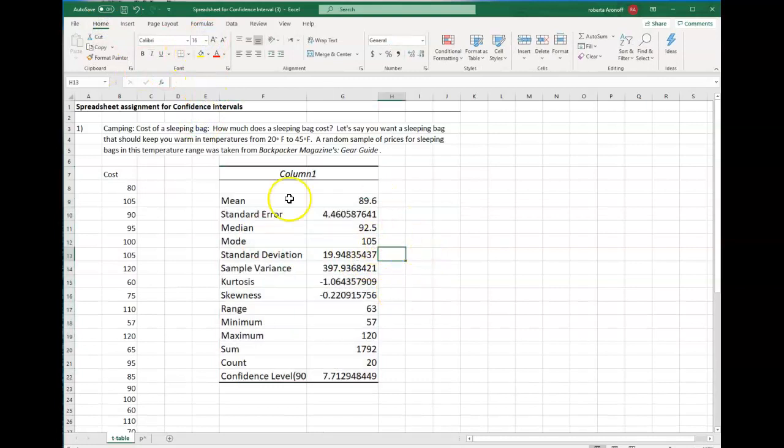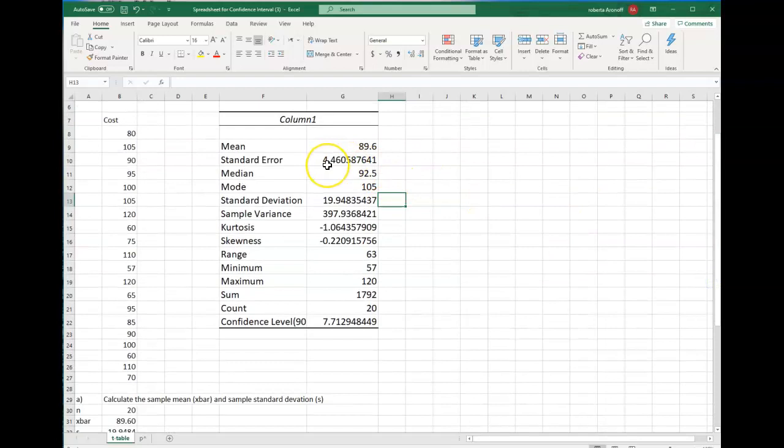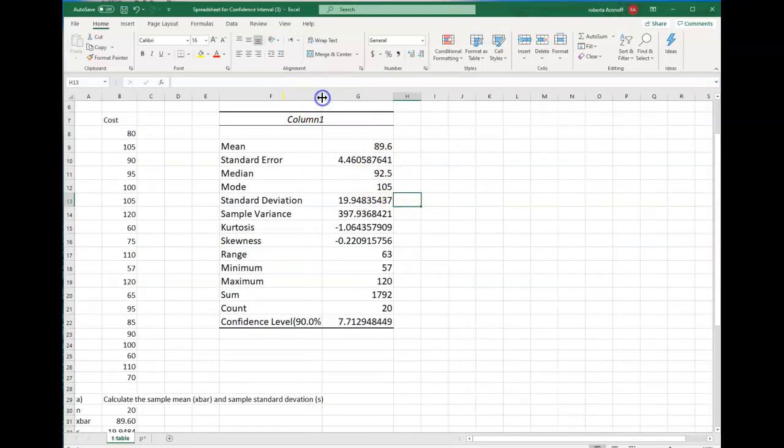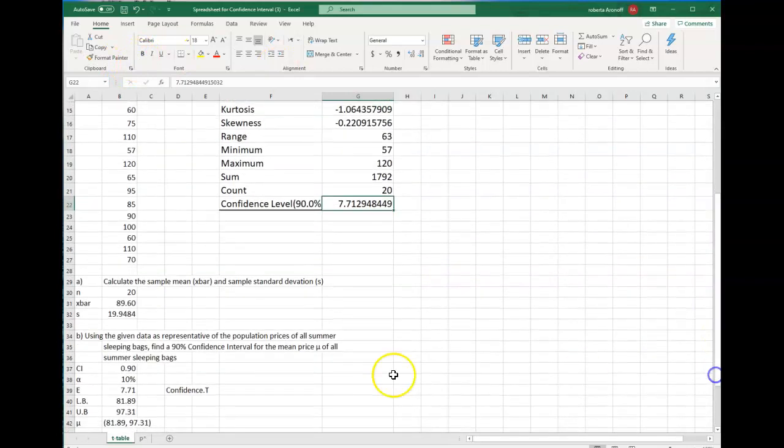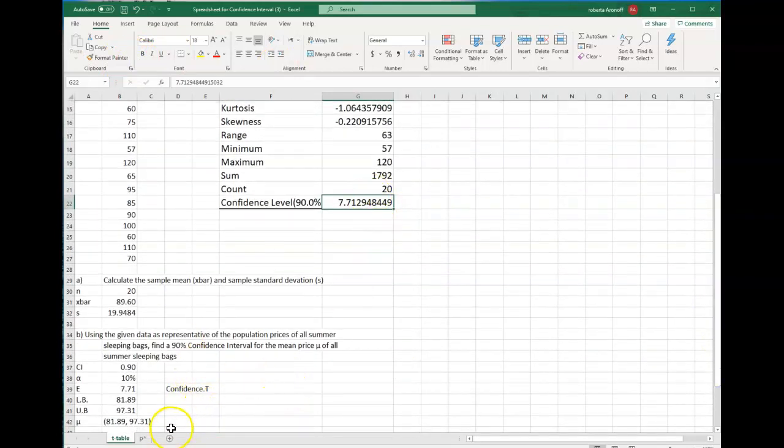And what do we notice? Well, we have the mean is the same. The standard error is not the error of confidence, the error of estimate. It is the sigma of the x bar. It tells us what the sum is. It gives us the count. But notice, and this is the number that's important, it gives us exactly the same value that we had from CONFIDENCE.T, which means that the mu is still in this interval.